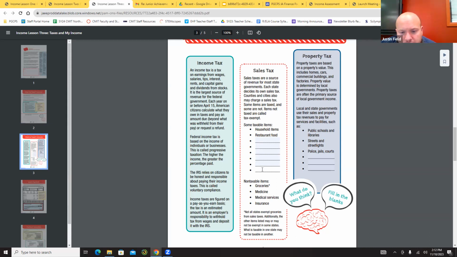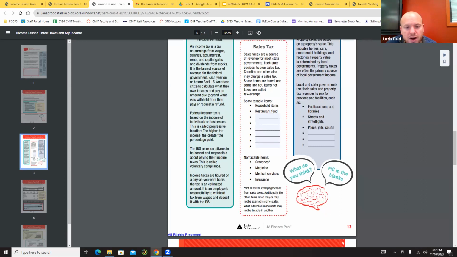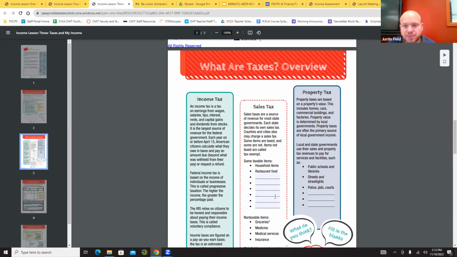Okay, non-taxable items: groceries, medicine, medical services, and insurance. Not all states exempt groceries from sales tax. Additionally, the other items listed may or may not be exempt in some states. What is taxable in one state may not be taxable in another.